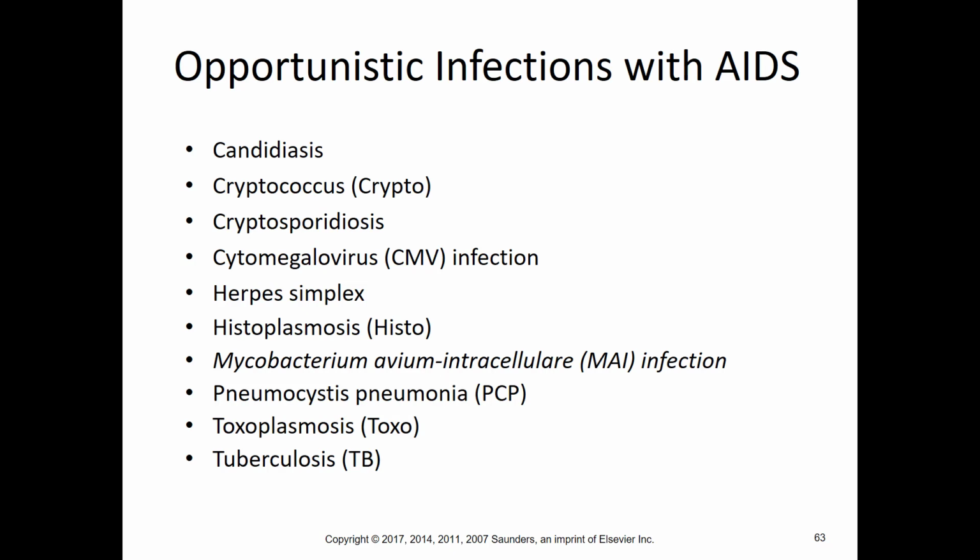PCP is very common, it causes pneumonia-like symptoms, and it's called pneumocystis pneumonia. Toxoplasmosis usually is very dangerous, especially in AIDS patients. Tuberculosis is another one because of low immunity.